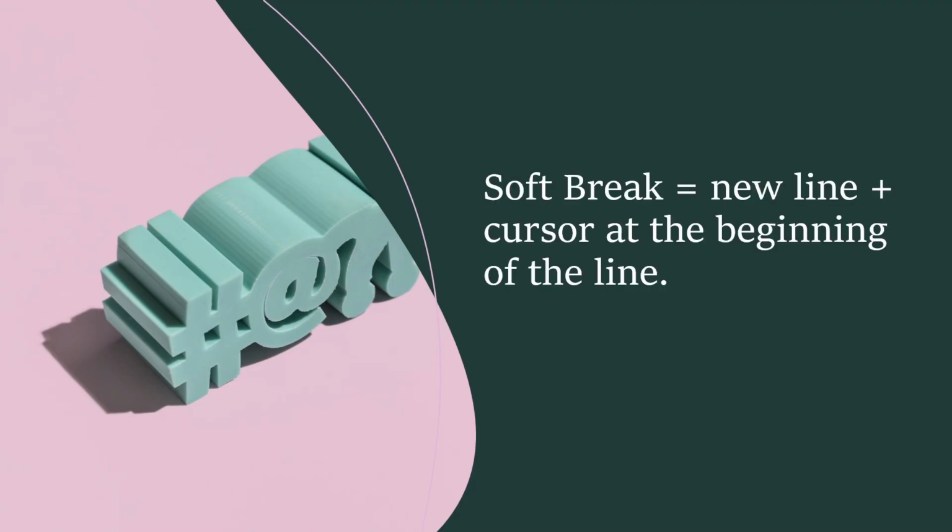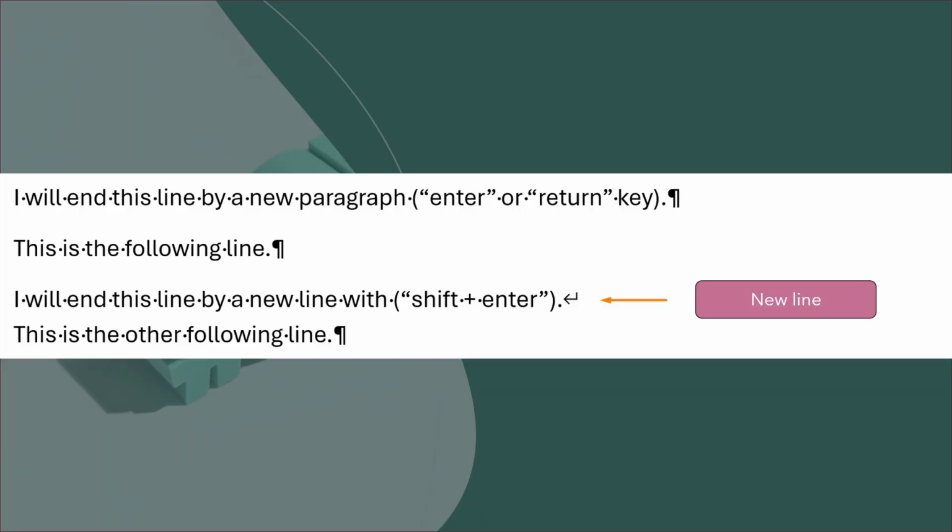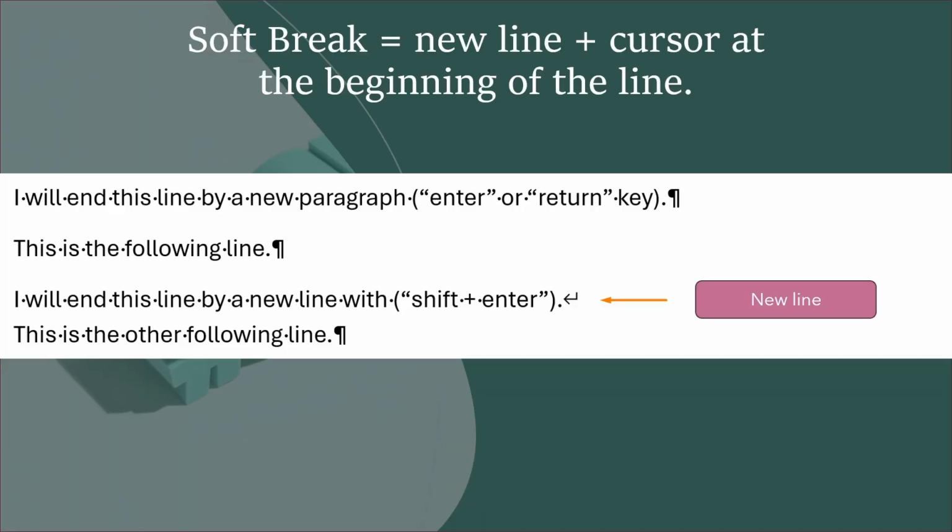Now, a soft break means you will be creating a new line and the cursor will go at the beginning of the line. So when you're doing a soft break, you'll be doing Shift Enter, for example, in Microsoft Word. And if you see the sign where the orange arrow is, it's not the same as the Pilcrow. So the computer recognized that what we need to do is go to a new line and place the cursor at the beginning of the line, and we start typing again. So that's a different way of showing that.